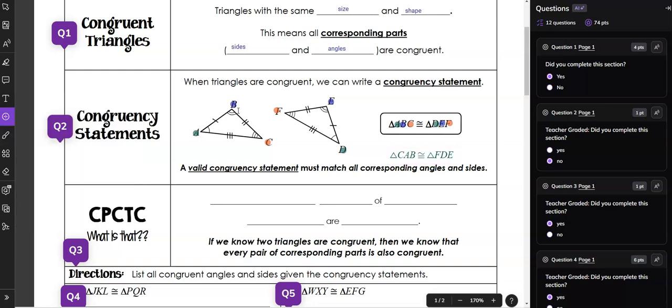So once you have that copied down and you've highlighted your angles, go ahead and mark this section as complete.